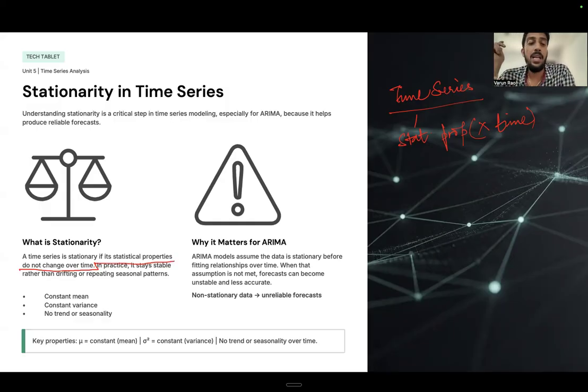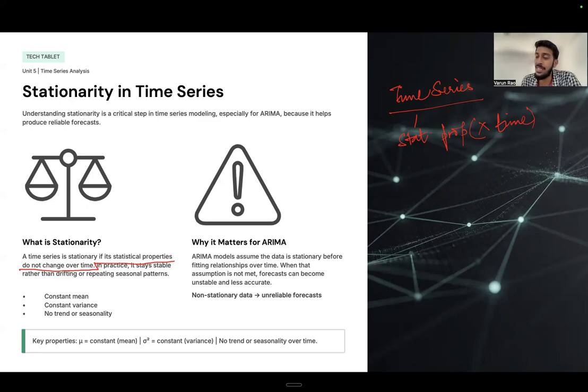Okay. And in practice, it stays stable rather than drifting or repeating seasonal patterns. And this is the beauty of stationarity. So in stationarity, you would have a constant mean, a constant variance, and probably no trend or seasonality. So why does this matter? How would stationarity make any difference to an ARIMA model?